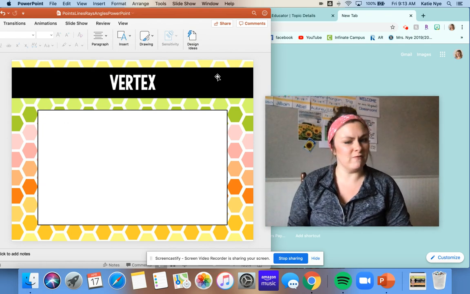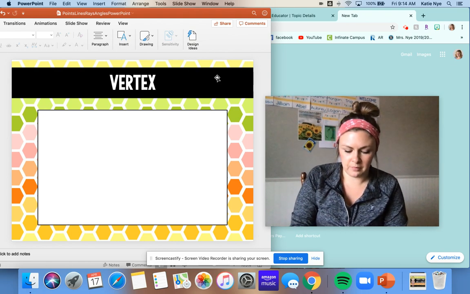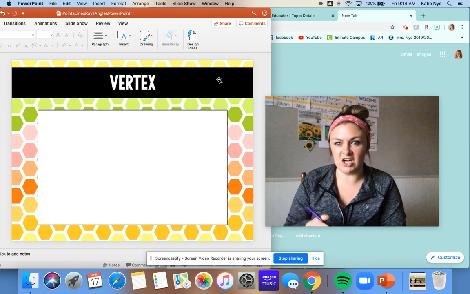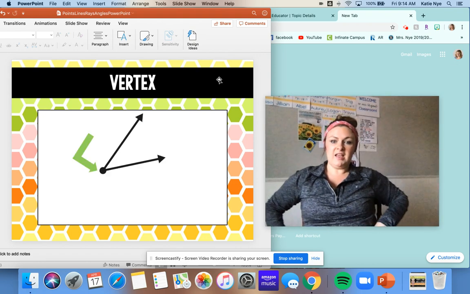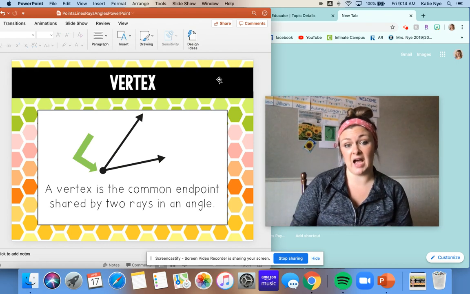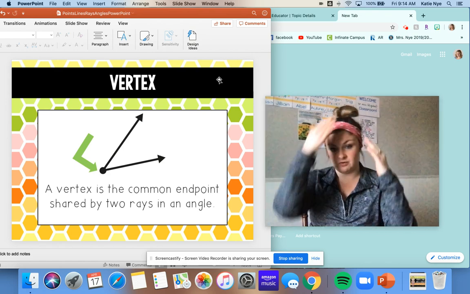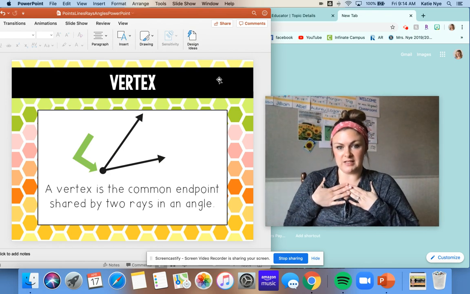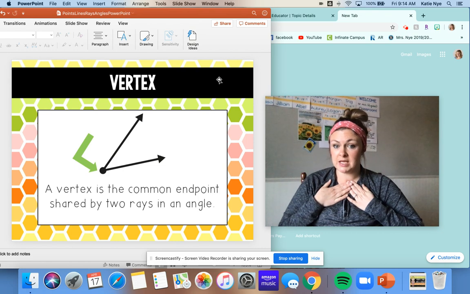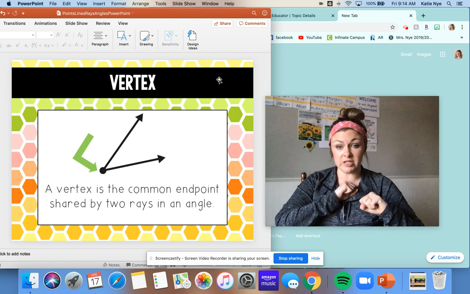Then we have a vertex. Have you ever heard of the word vertex? Think about that. A vertex is that little spot there. Now, what does that mean? That little spot is a common endpoint between two rays. So what we're going to show a vertex is we're going to use like our body or the center of us as our vertex. I'm the point. And it shows that that's an endpoint. So it kind of is the stopping point for it.